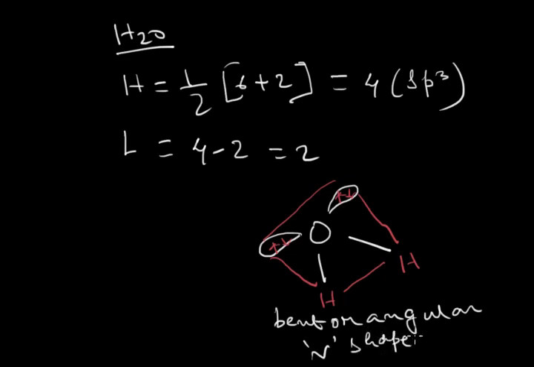and due to the presence of two lone pair electrons, the repulsion between lone pair and bond pair is much greater, and the bond angle deviates more, and it becomes around 104.5 degrees, which is less than the predicted bond angle 109 degree 28 minutes.